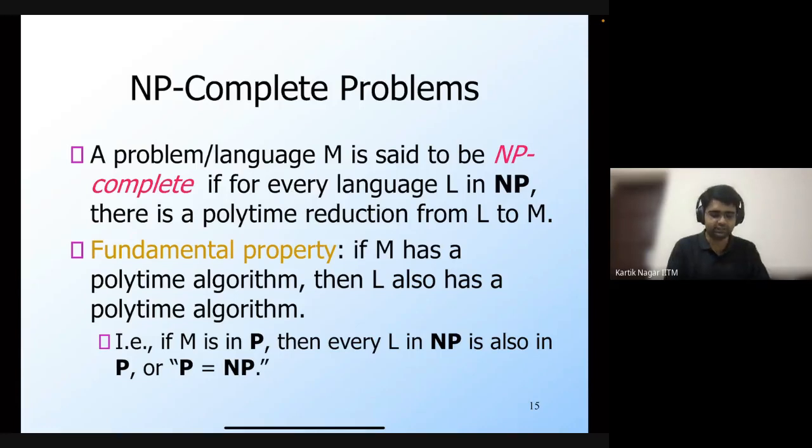So we have basically reduced the P equal to NP problem to proving that a particular problem is in P. If we can find a deterministic polynomial time algorithm for an NP complete problem, then we have solved the question that P is equal to NP.